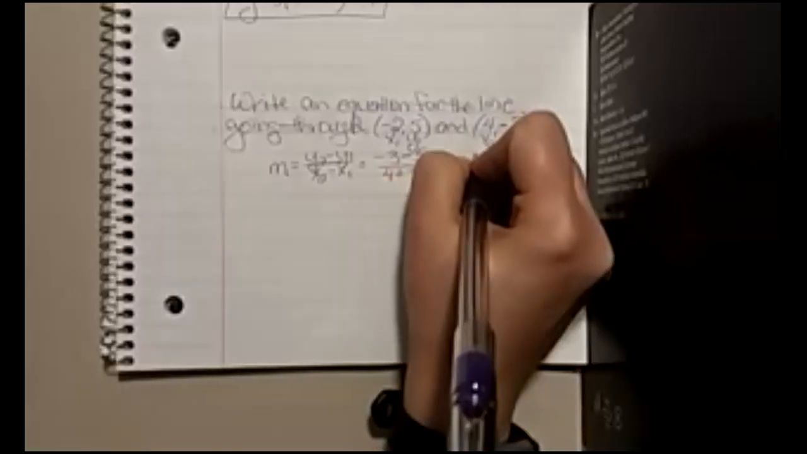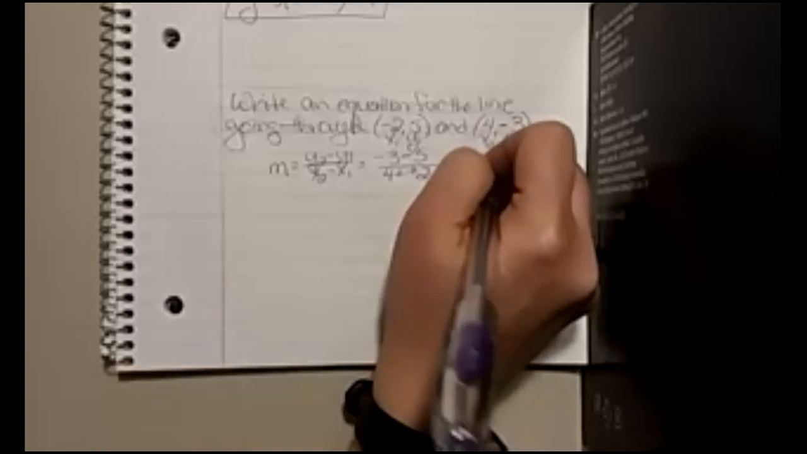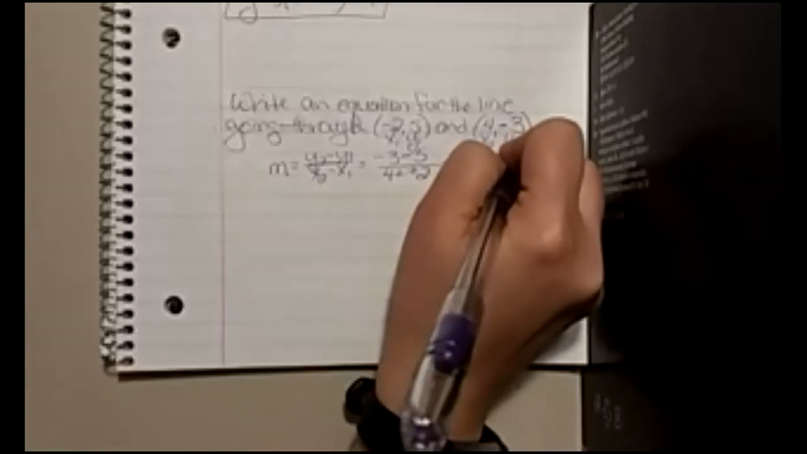The minus minus becomes plus. And this is going to be -8 over 6, which I can see the numerator and denominator are both divisible by 2. They're both even. So if I simplify that, this is going to give me -4/3. So now I do have my slope. I have a slope of -4/3.